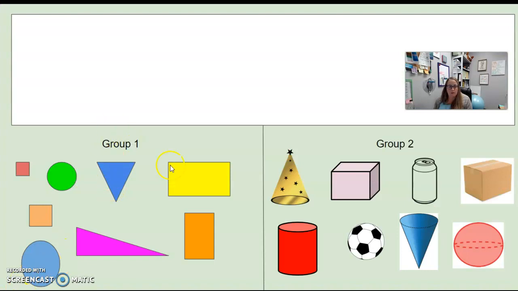Okay, so I ended up sorting all of these into two different groups. So I want you to look. Here is group 1, and here is group 2. I want you to turn and talk to somebody that's by you. Why are all of these shapes in group 1, and why are all of these shapes in group 2? Be ready to tell me.